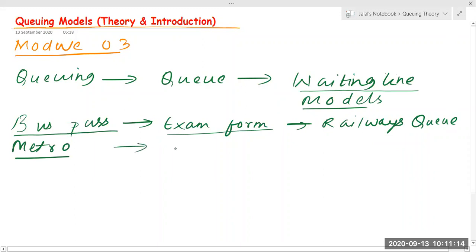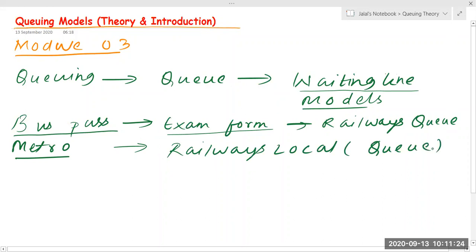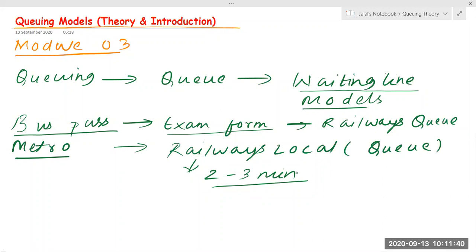Even the local railways that run also form a queue sometimes. How do they form a queue? One train will leave after another train. What will be the timing? You can see that there will be a 2 to 3 minutes gap between the trains that follow. So there is a queue concept everywhere in the world, and we have to follow the queue if we want our process to get streamlined and completed.